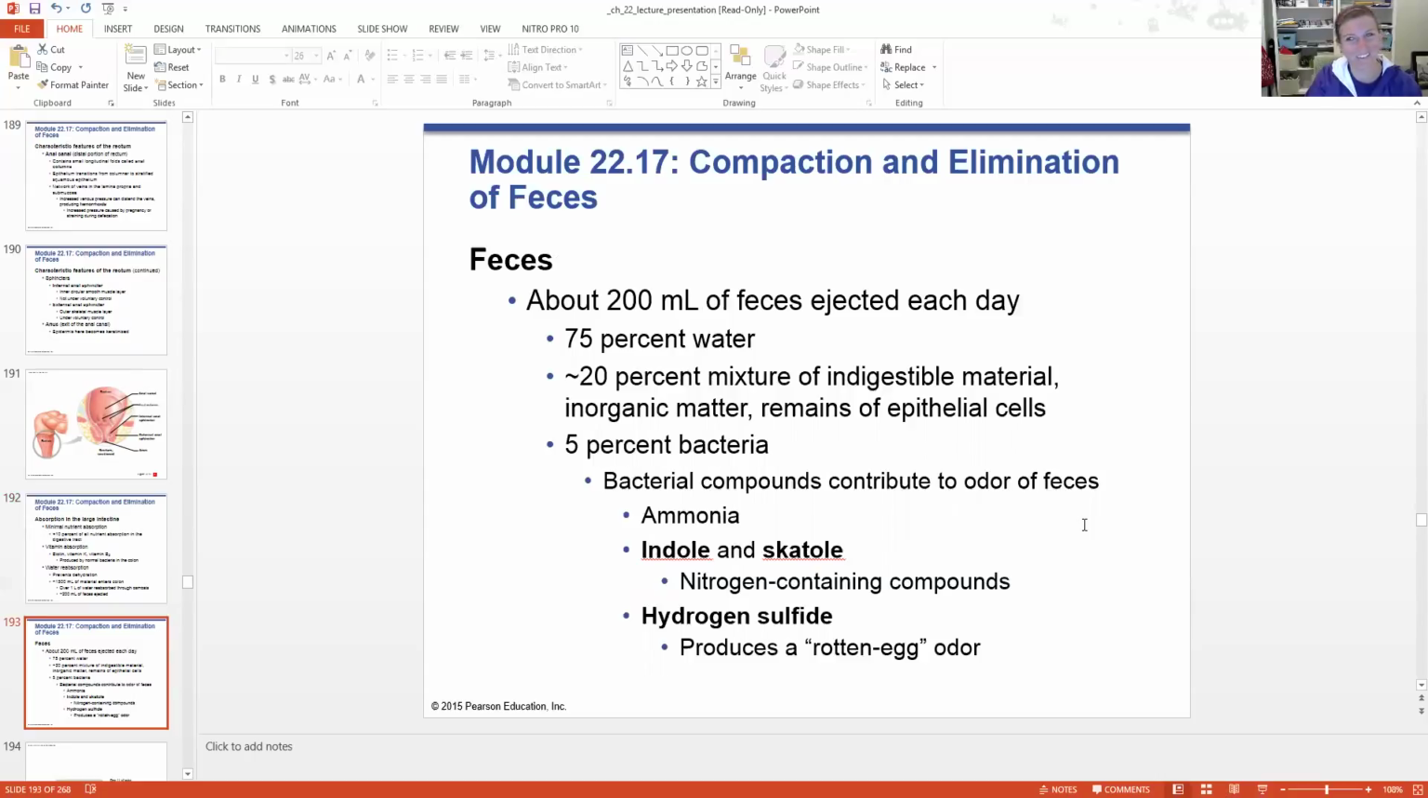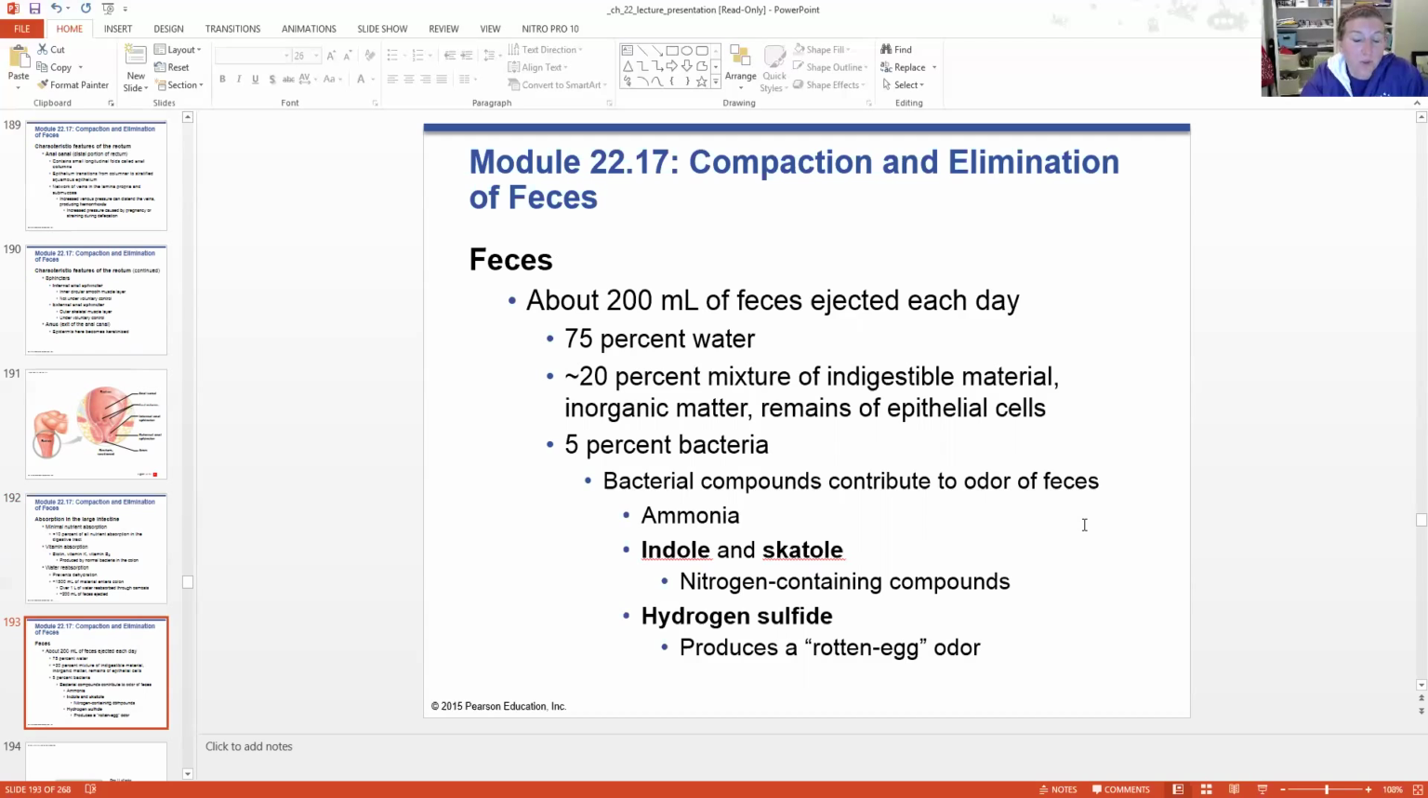Since you always love, where you're like, I cannot wait to learn about the composition of feces. Right? What is this stuff made of? It's made of 200 milliliters that is ejected every day. 75% of it is water, believe it or not. The water content is a little larger in smaller children as their digestive tract is adjusting.